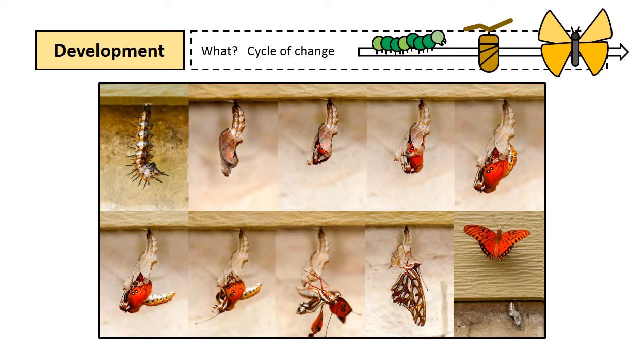metamorphosis in a caterpillar. So if you take a look at this image here, we've got a caterpillar on the left. It pupates, turns into a cocoon. Its body drastically changes, emerges as a butterfly, which is quite different from its original form.